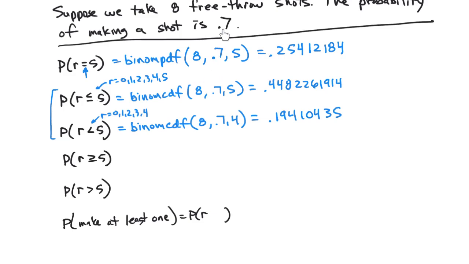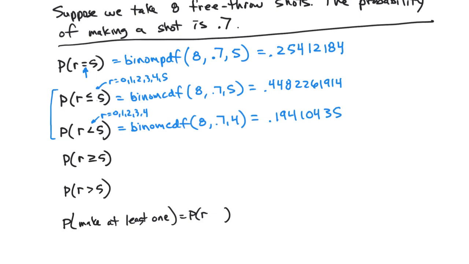So let's just think of these and see if they make sense. So the person is a 70% shooter, taking 8 free throws. So about a 25% chance to make 5 of them. This person making less than or equal to 5, about a 45% chance. Making less than 5, looks like about a 19% chance. So, yeah, I guess nothing seems crazy so far. Remember that every answer we get needs to be between 0 and 1.